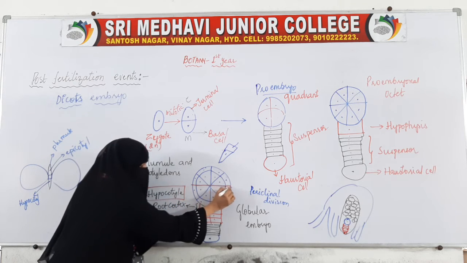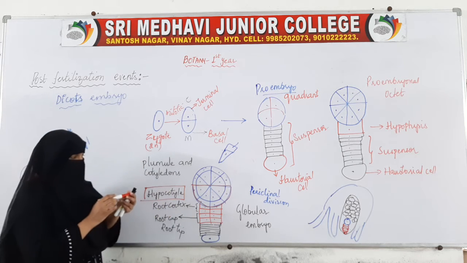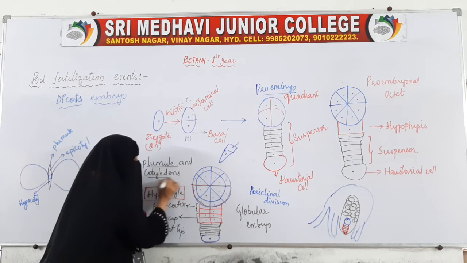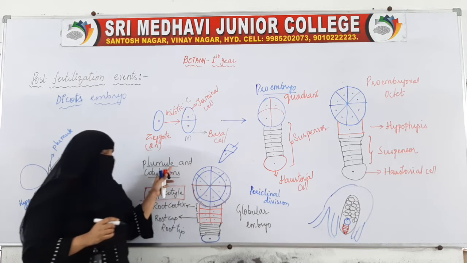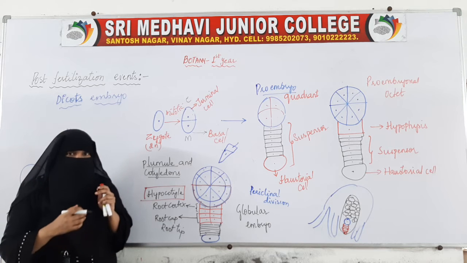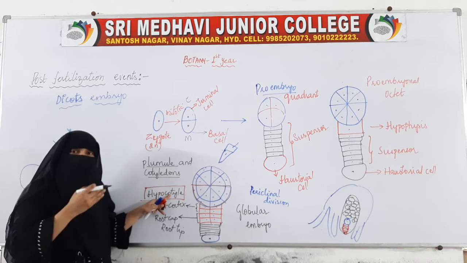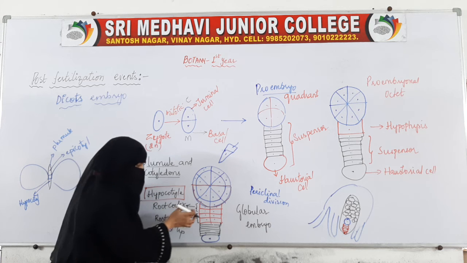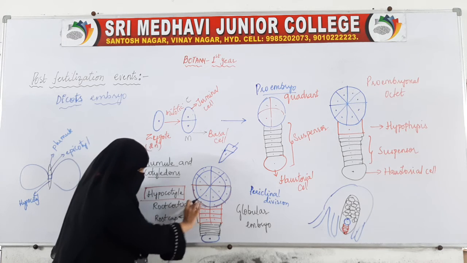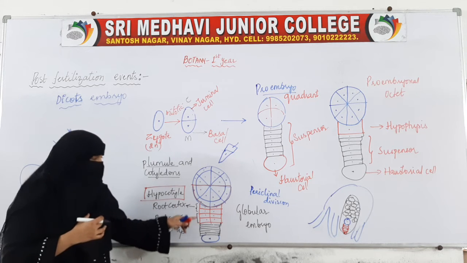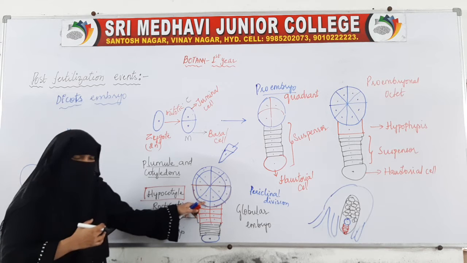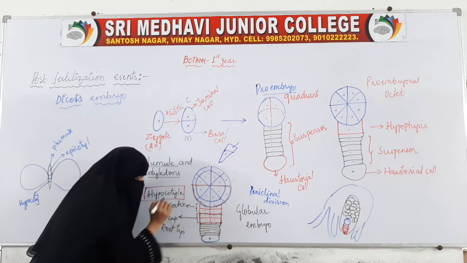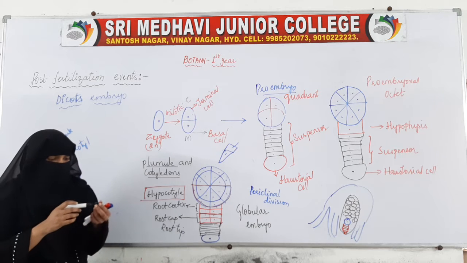For example, this half will change into hypocotyl, and this half will change into plumule and cotyledons. The hypophysis cells which are near this proembryo will change into root cortex, and the hypophysis cells which are away from the proembryo, towards the suspensor, will change into root cap and root tip.